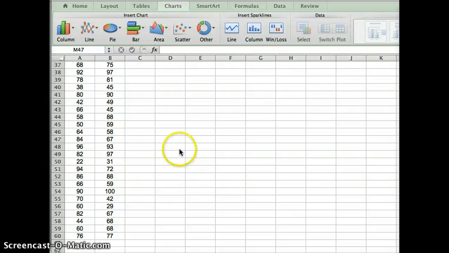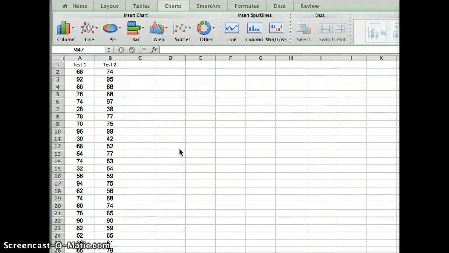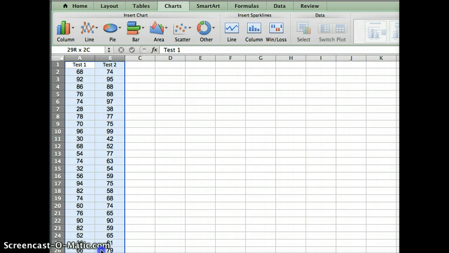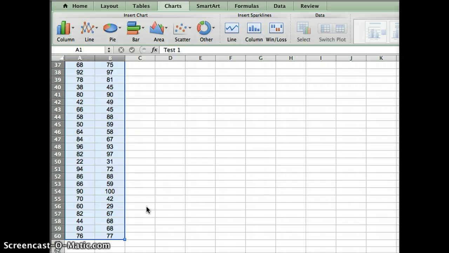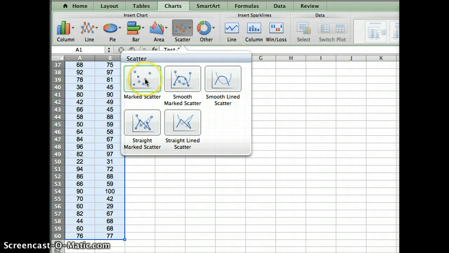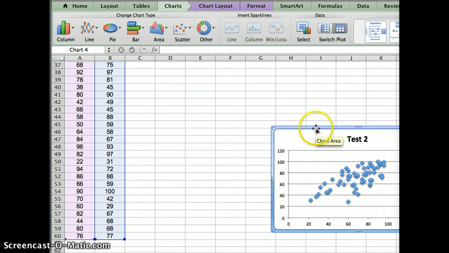Now the correlation can be seen in a sense by looking at a scatter plot. So I'd like to do that. I'd like to select all of this data and construct a scatter plot. So all the data is selected. I'm going to choose the scatter plot under the Charts button on Excel. Mark the scatter plot, and I will move that so we can see it.